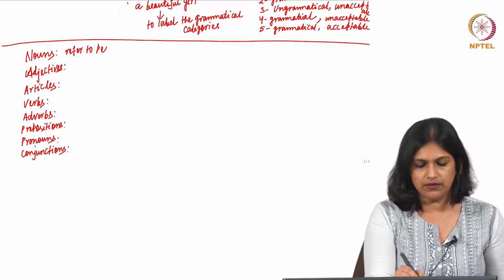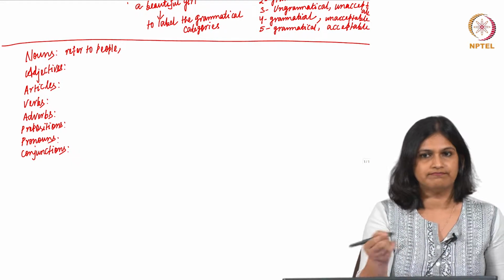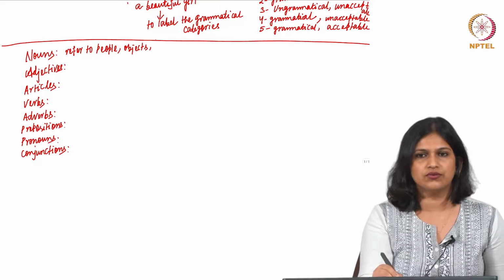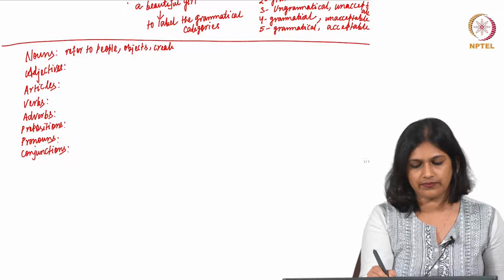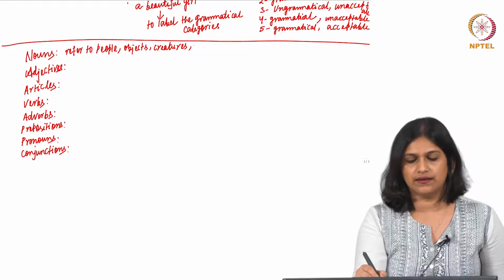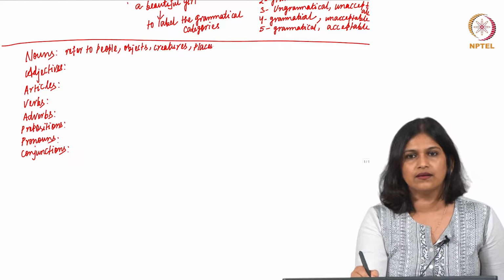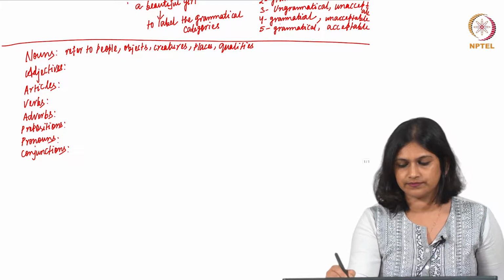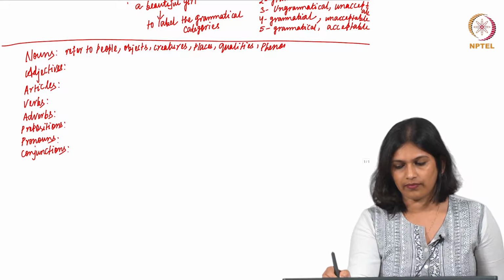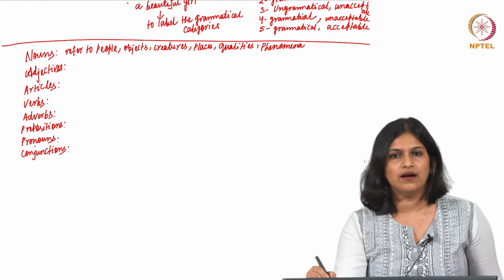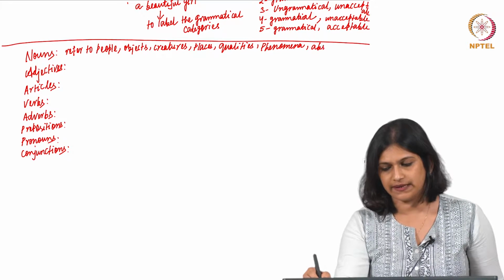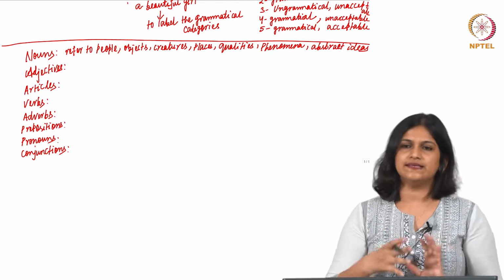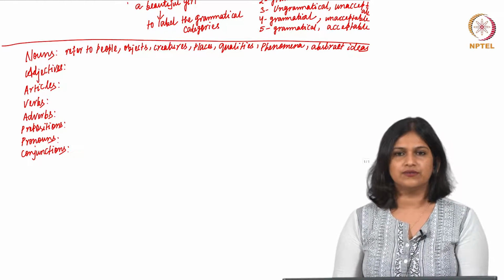Refer to people, also objects. Okay. It also refers to, let us say, creatures, then places, qualities, phenomena. Okay. Then we have phenomena plus abstract ideas. These are the different things that the nouns refer to.